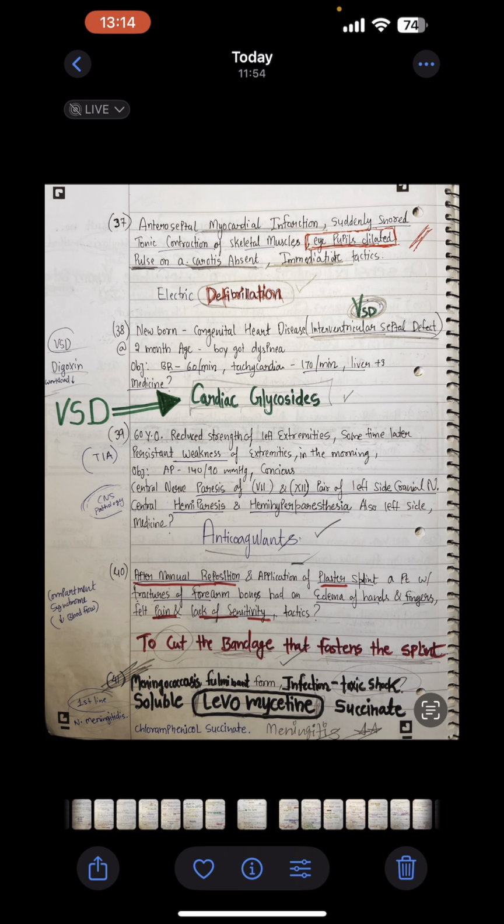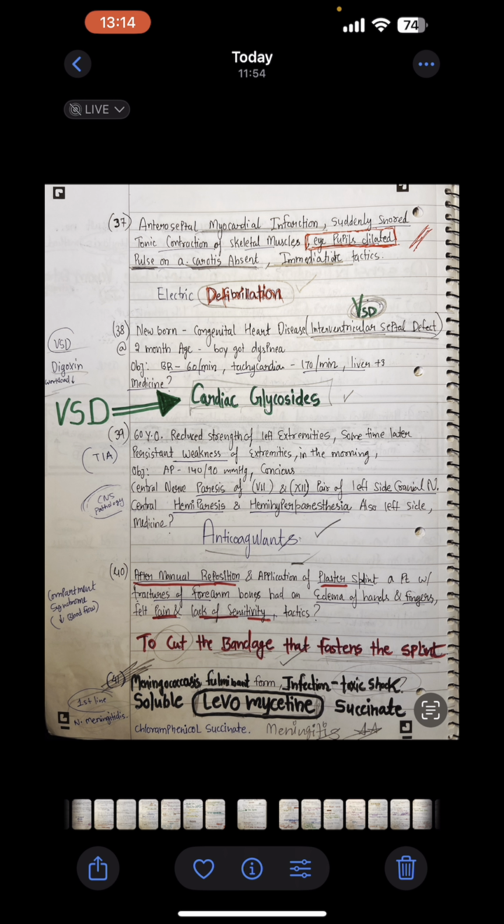So the next question is related to ischemic stroke. I have explained this in other portions very well. So this is the case profile here. What are you going to provide to the patient in the cases of ischemic stroke? Anticoagulants.